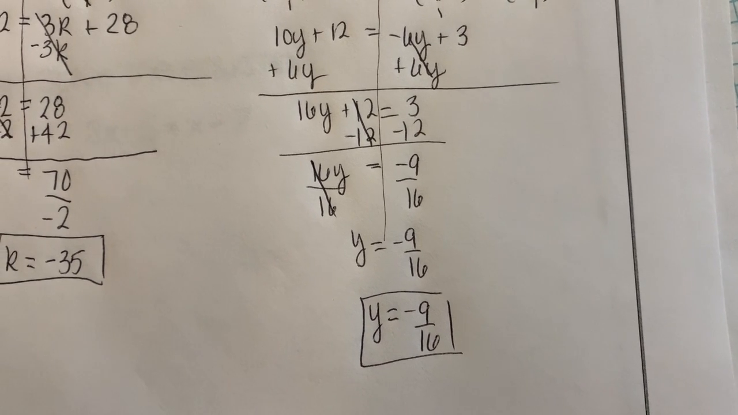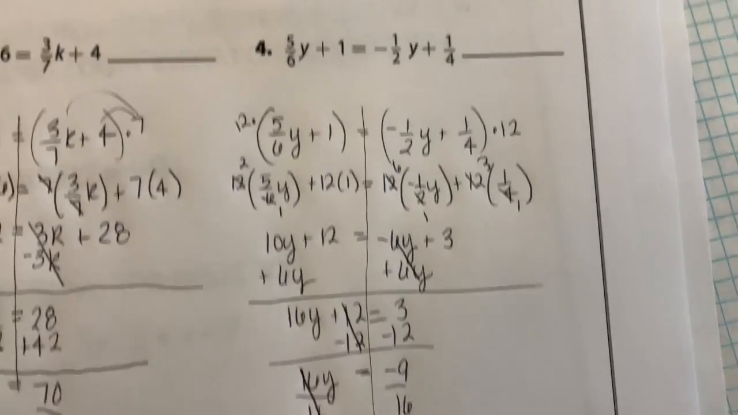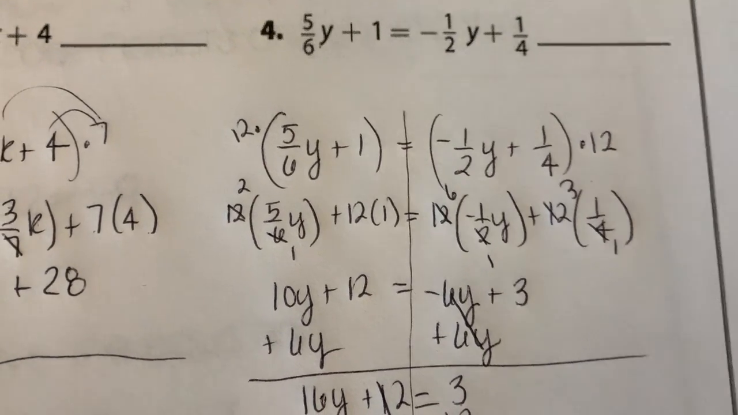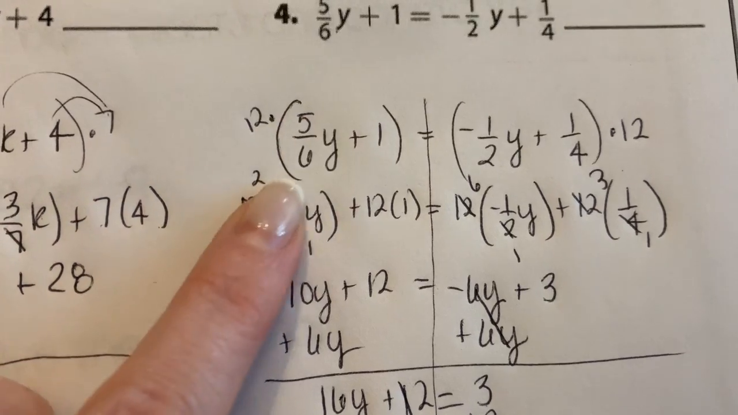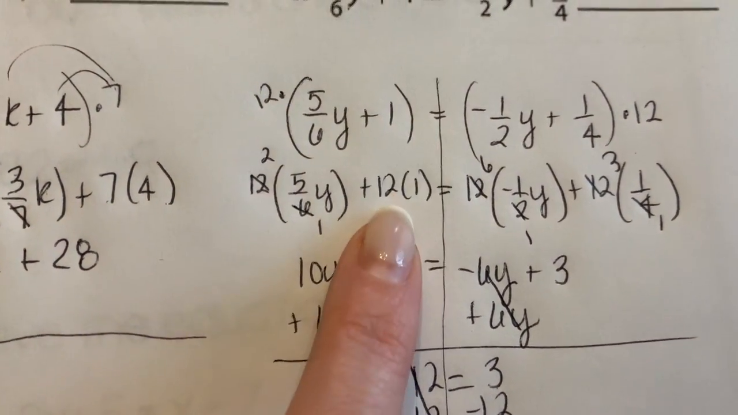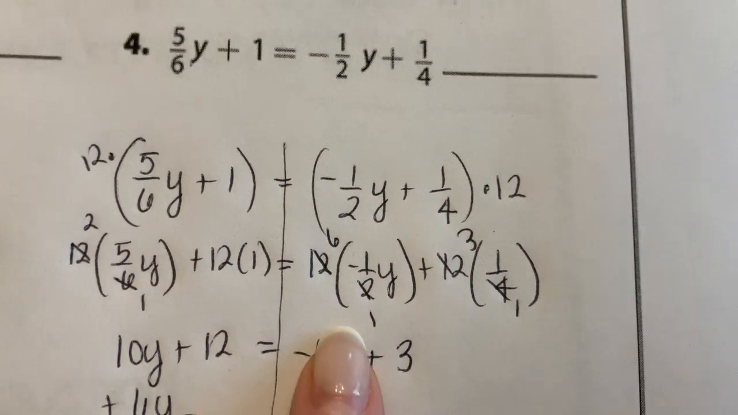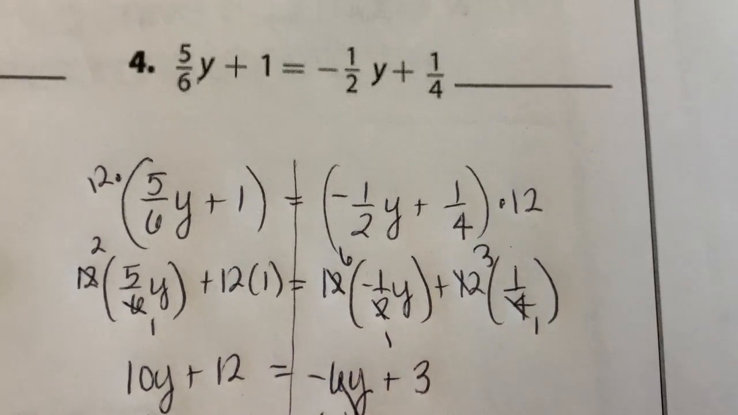Voila! So I got -9/16. I'm hoping you guys got the same. If you multiply each side by 12, you're going to multiply each piece by 12 just like you were distributing. So it's 12 times 5/6 y plus 12 times 1 on this side. And on this side, same thing, you just separate it. 12 times -1/2 y plus 12 times 1/4.